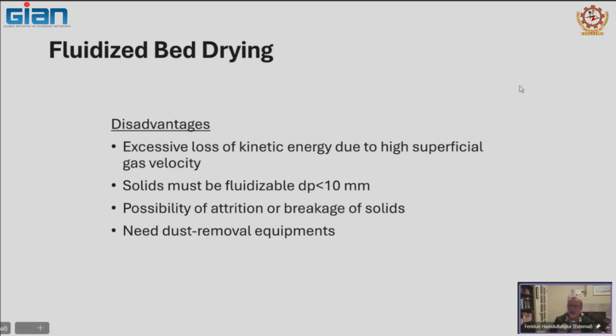Attrition. Therefore, you lose some of your material, or sometimes they touch each other and then they can be fragile and they break into smaller pieces. And if that happens, the terminal velocity is much lower, you lose those, and also you lose the integrity of the product. Because of that, and for a variety of other reasons, you will need dust removal equipment, usually in the form of cyclones or bag filters, depending on the case.